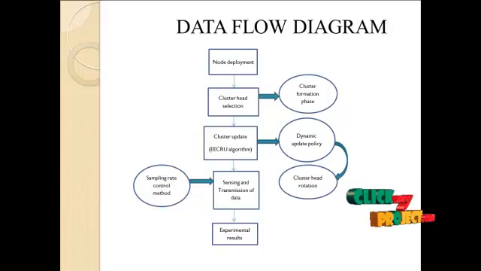The dynamic update policy is to update the information dynamically. In cluster head rotation, each node acts as a cluster head to get the information to the cluster heads. After the update method, we have to transfer the information to the destination by using the sensor. In that transmission we use the sampling rate control method. Finally we calculate the experimental result.